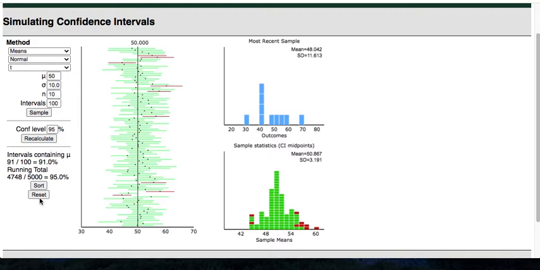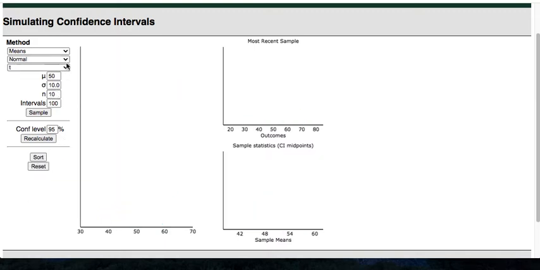But let's go ahead and reset all this, and let's suppose we had an exponential, which is very skewed. An exponential population starts high and then gradually tapers off. We studied them a couple chapters ago, the exponential distribution, a very, very skewed distribution. And let's say we have a mean of 50 and a standard deviation of 10.